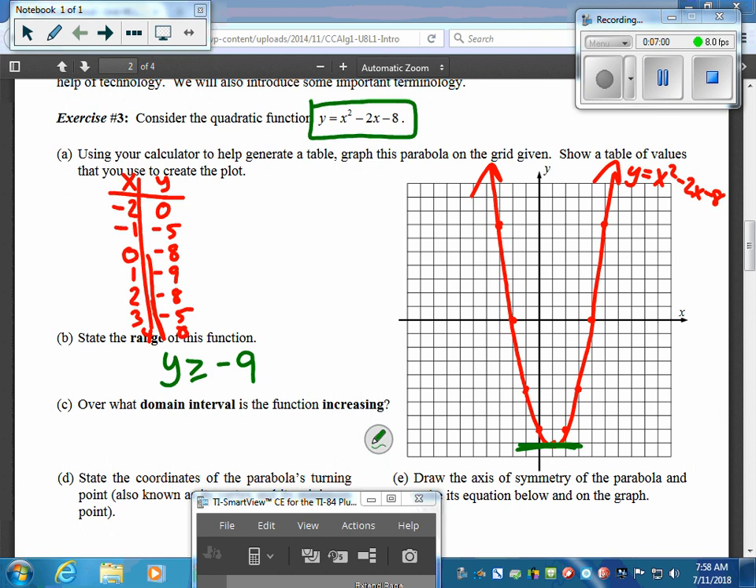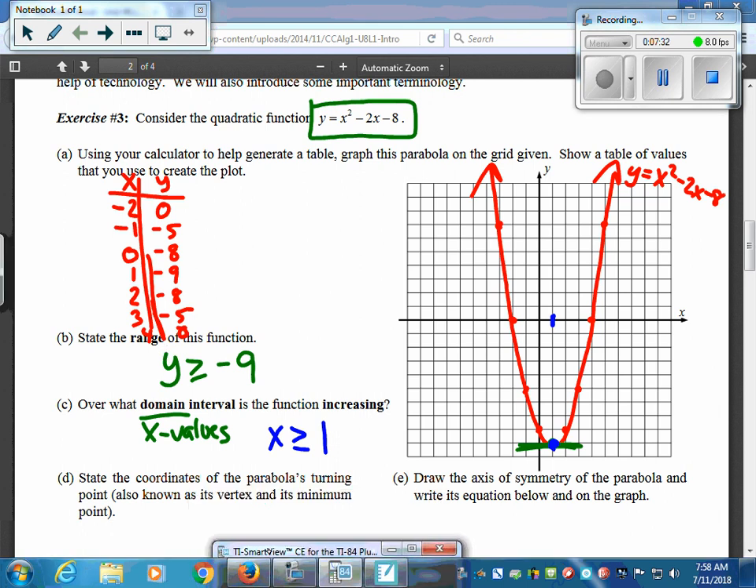And they want to know the domain, which is our x values we talked about prior to this unit, when those are increasing. They start increasing at this point where that vertex is, going right. So in that case, that's the x value of 1. So the domain values where it's increasing is everything that's greater than or equal to positive 1.